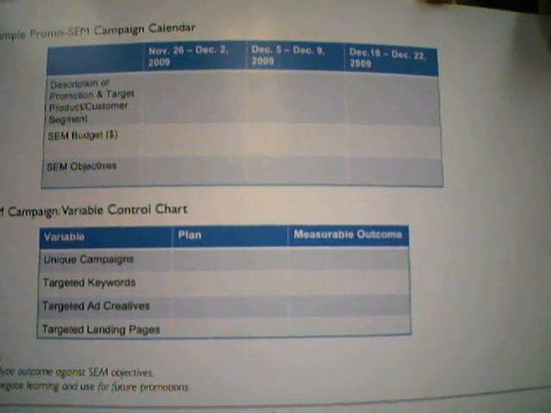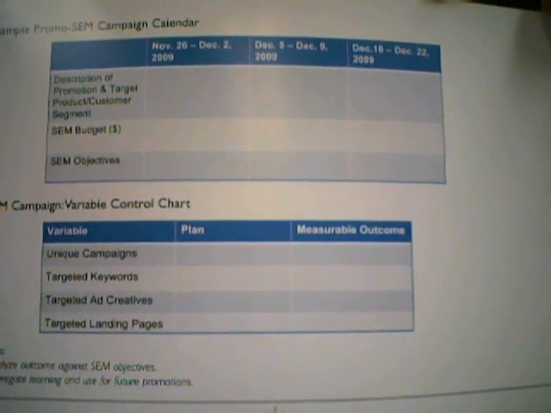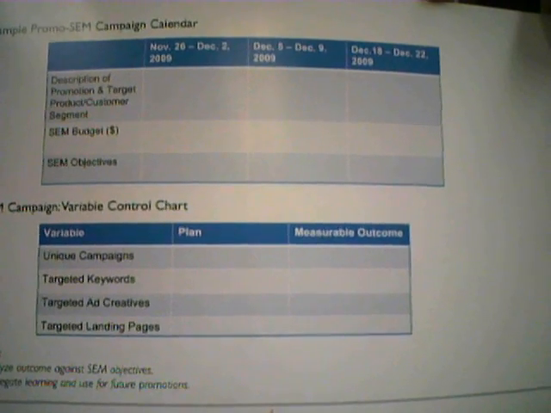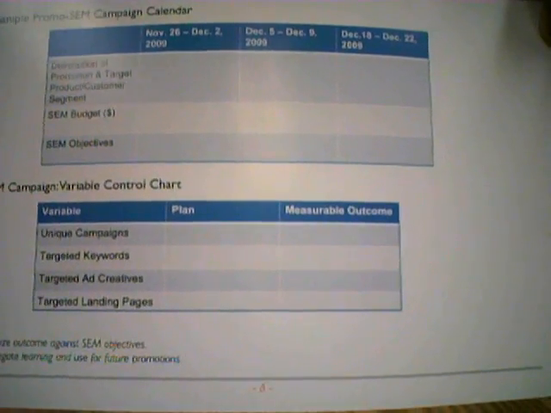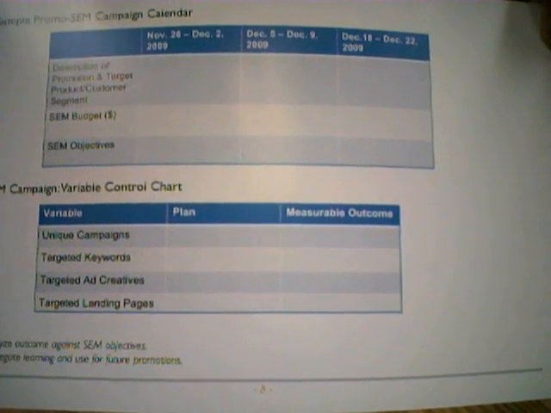Using the previous chart as a reference point, retailers can now use these charts to plan what their budget should be and compare this with their specific SEM objectives. Then, they can aggregate this learning and use it for future promotions.